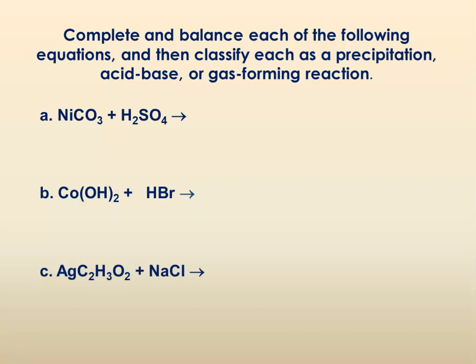So you have nickel carbonate with sulfuric acid. I didn't ask you to write these as net ionics. If I had wanted you to write them as net ionics, I would have definitely had to give you more information about their solubilities. But you've got an acid and you've got a carbonate, so that should kind of be giving you a clue that this is going to be a gas-forming reaction. And we know the gas is going to form as CO2. Nickel and sulfate are going to come together to make a compound, and we're also going to give off water.